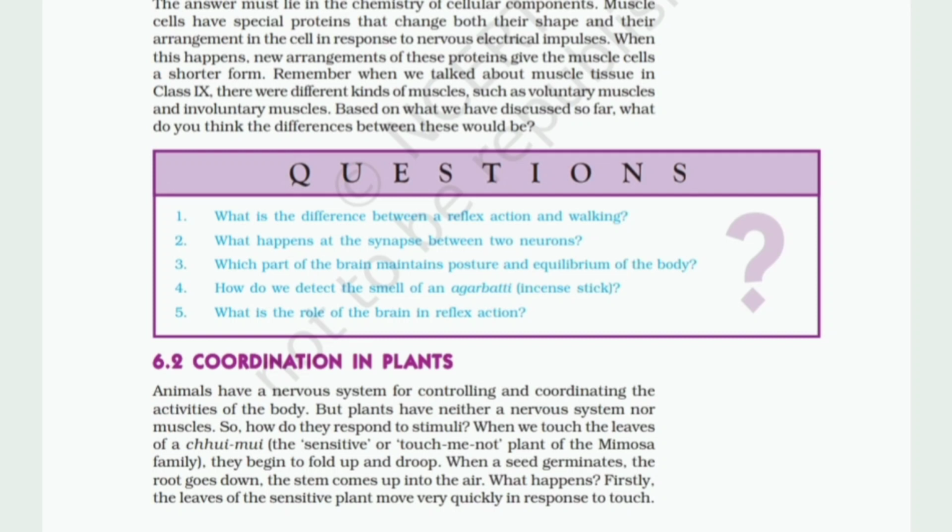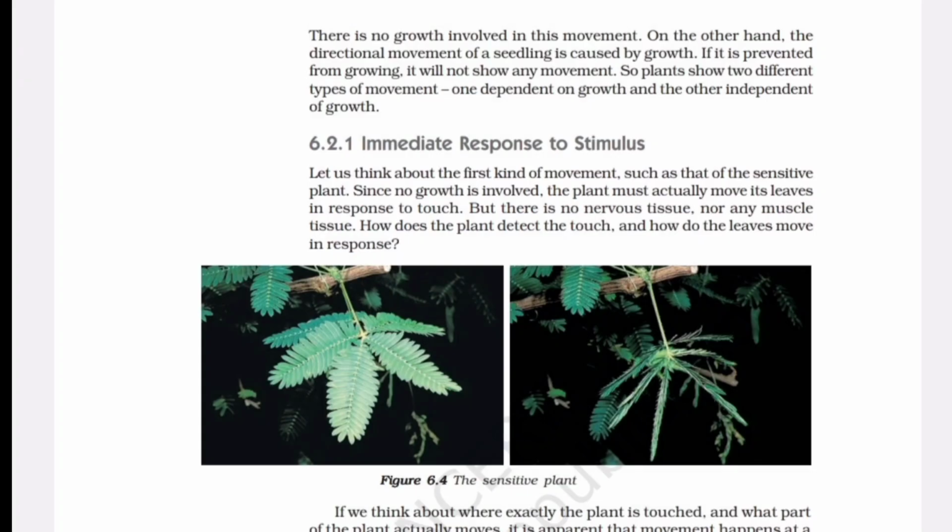What happens? Firstly, the leaves of the sensitive plant move very quickly in response to touch. There is no growth involved in this movement. On the other hand, the directional movement of a seedling is caused by growth. If it is prevented from growing, it will not show any movement. So plants show two different types of movement, one dependent on growth and the other independent of growth.